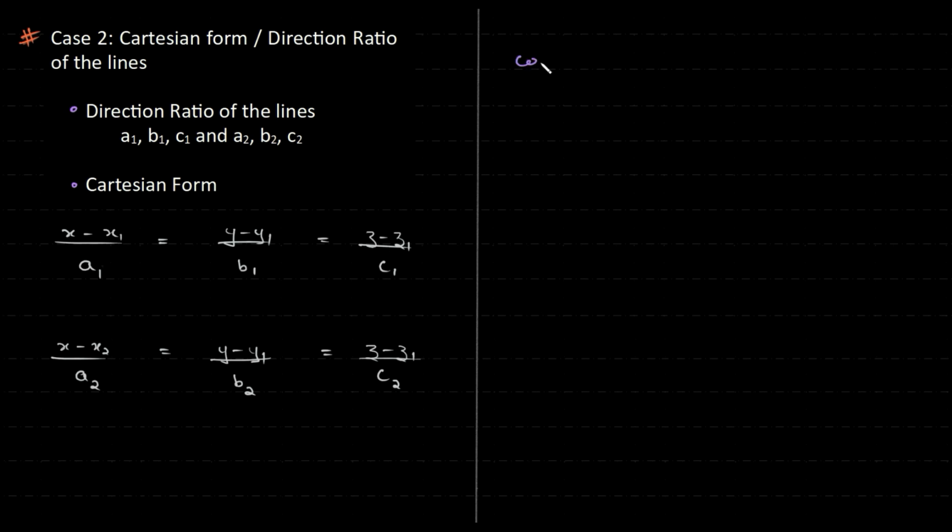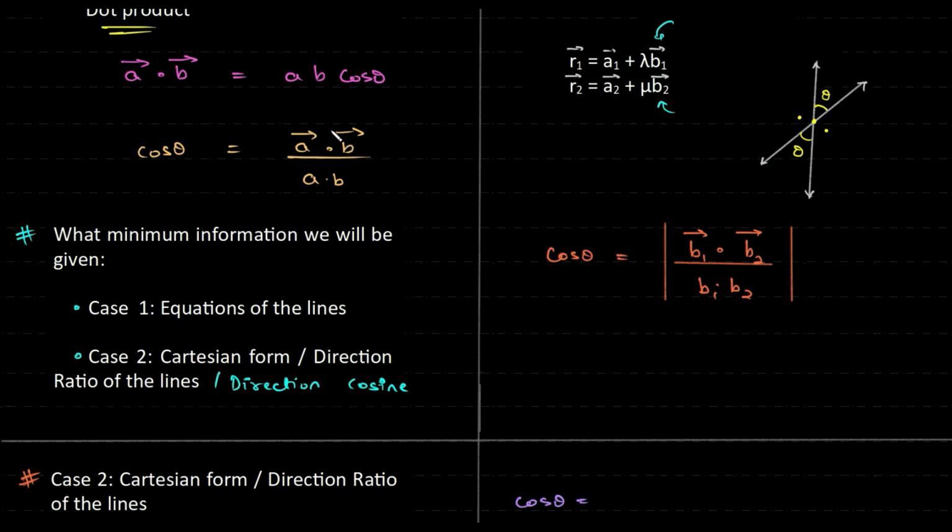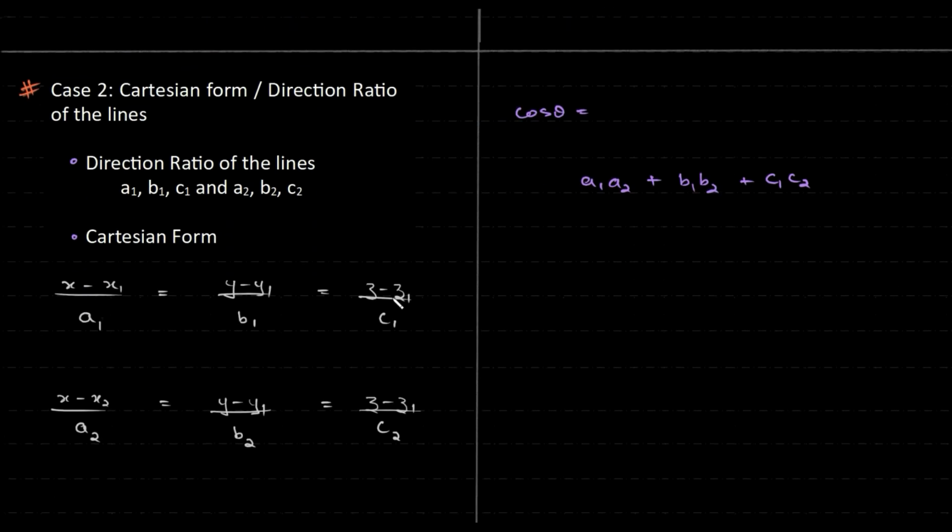And we will have cos theta equal to the magnitude of A1 A2 plus B1 B2 plus C1 C2. If you remember the dot product between two vectors, this was the result we got. So it's the same thing in the numerator. It's the dot product divided by the magnitude.